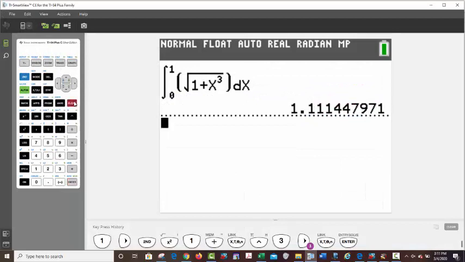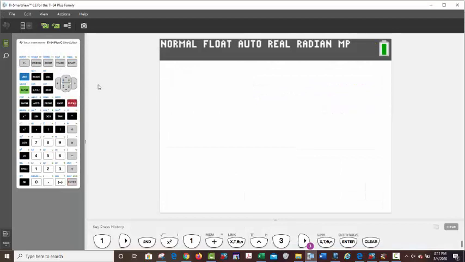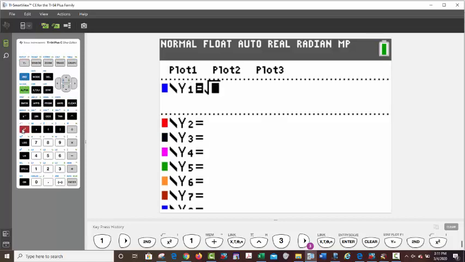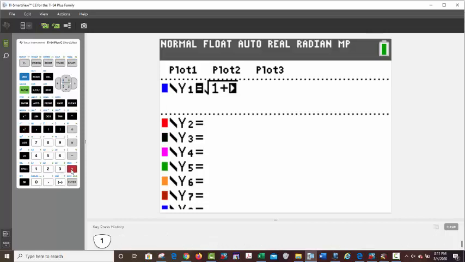All right. So I was playing around with those numbers earlier. Let's see if that's still in my, okay. Now I'm going to put this in as my function, Y1, like that. So 1 plus x cubed, like that.